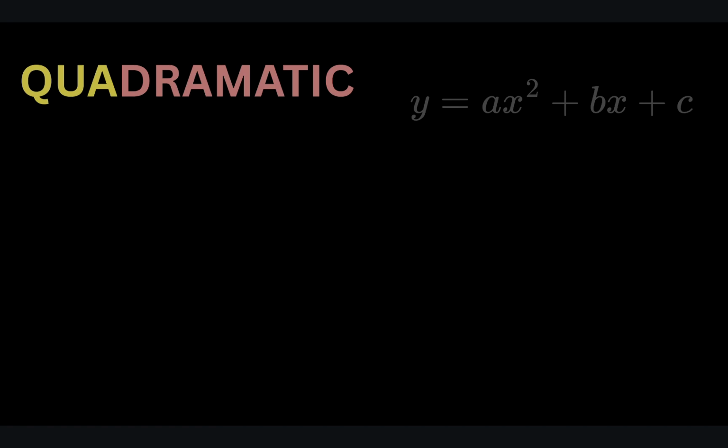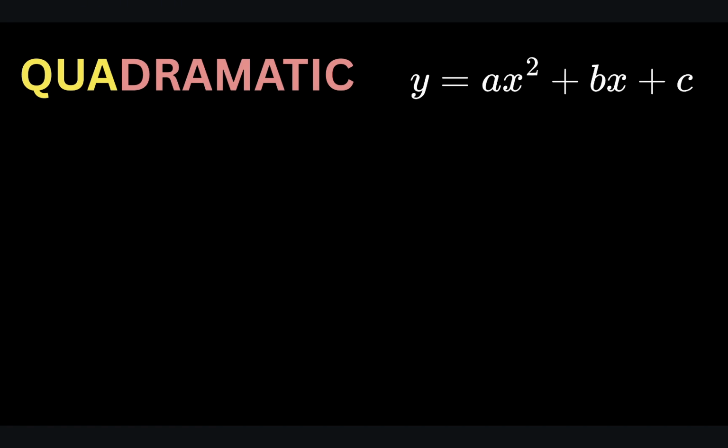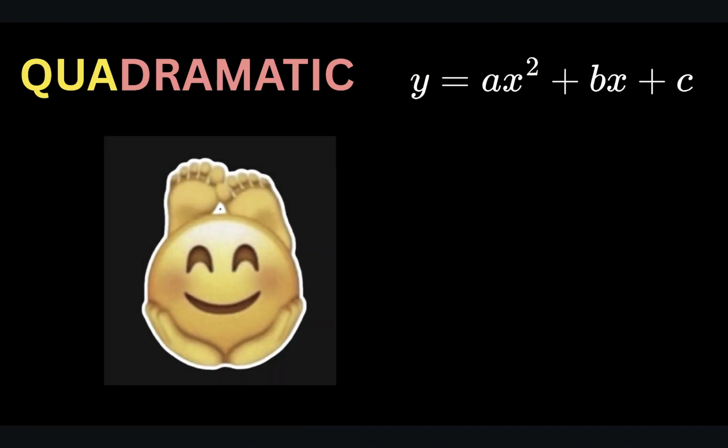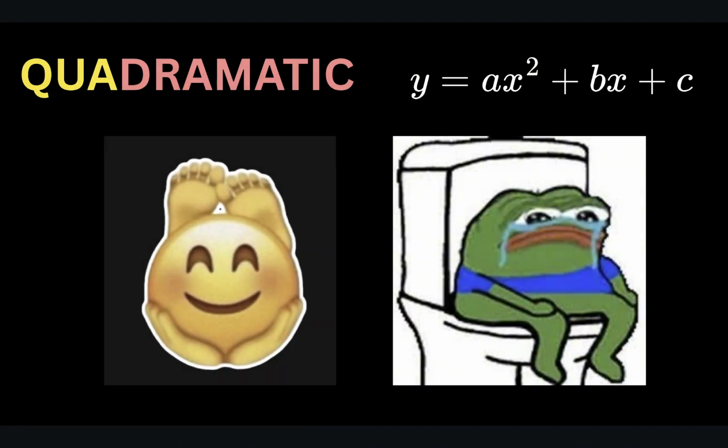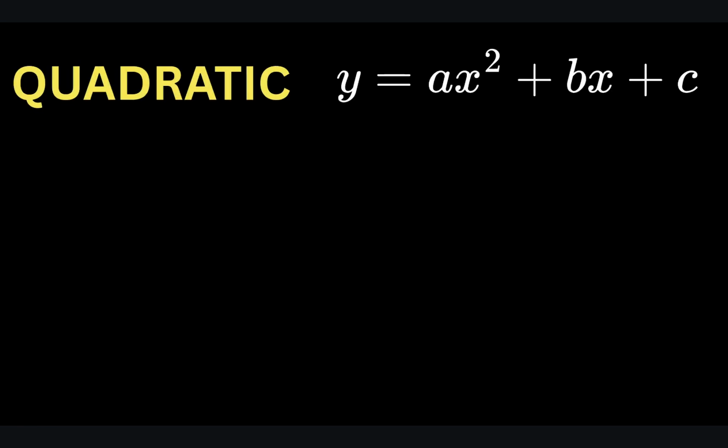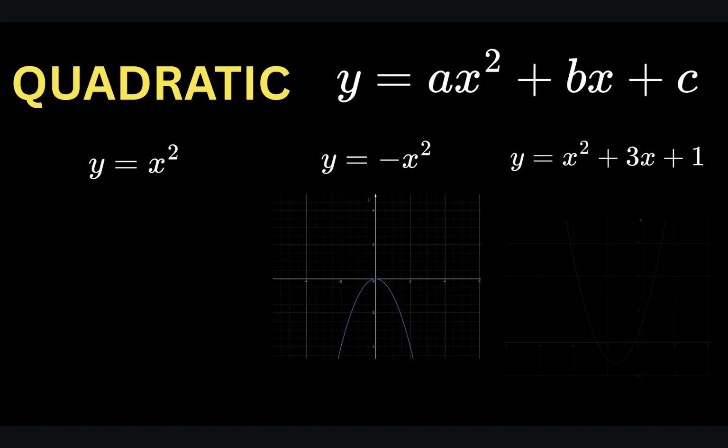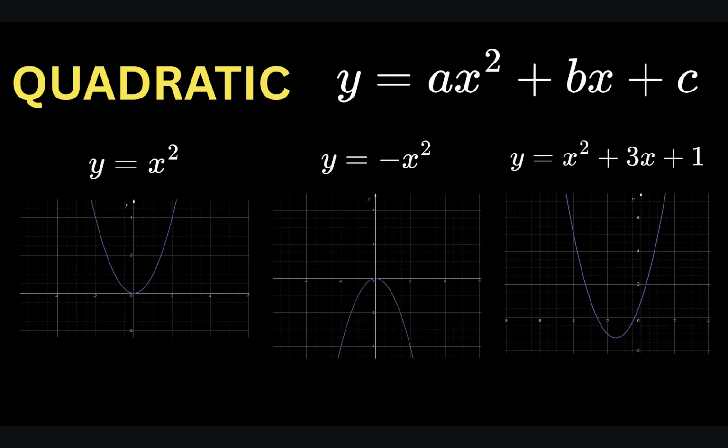Next, you have quadratic graphs, which means that the highest power x is raised to is 2. And the reason I call them quadratic graphs is because they are either in a happy face or a sad face. When your a, or when your coefficient of x squared is positive, it will always be a happy face. However, if it is negative, then it will be a sad face.